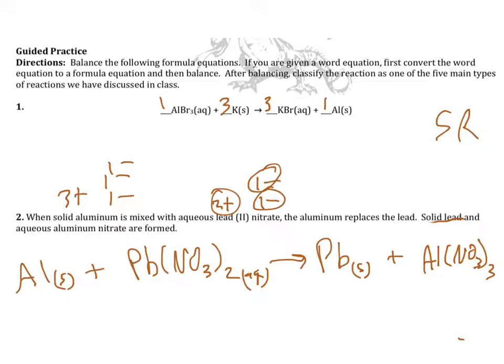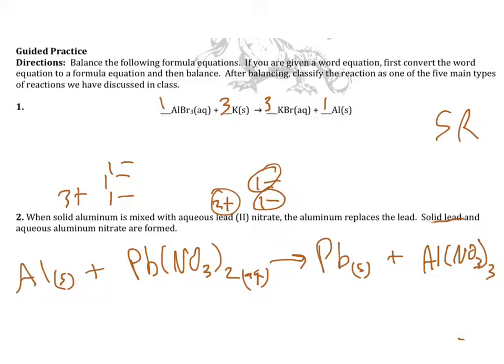Now there's our chemical equation, but it's unbalanced. So let's go ahead and balance it. Right now the aluminums are balanced, the leads are balanced. However, the nitrates are not balanced. There's 2 nitrates on the left, and there's 3 nitrates on the right. When it comes to polyatomic ions, we can treat the entire thing as one unit. There's 2 of them on the left, there's 3 of them on the right.